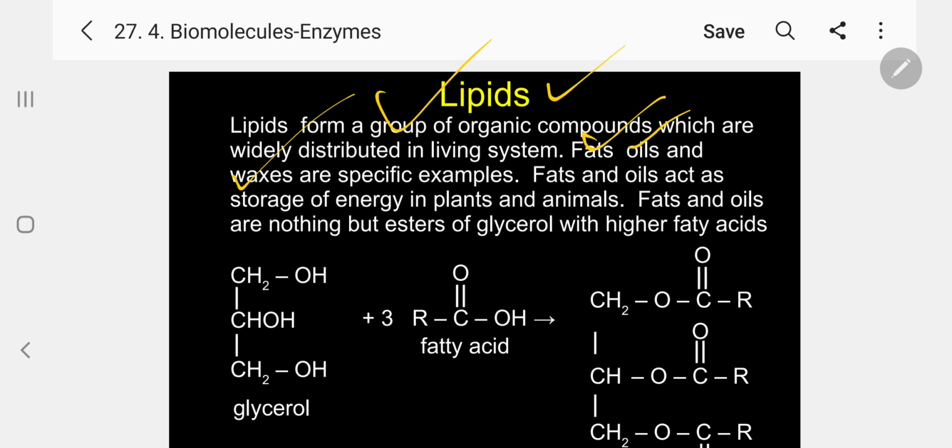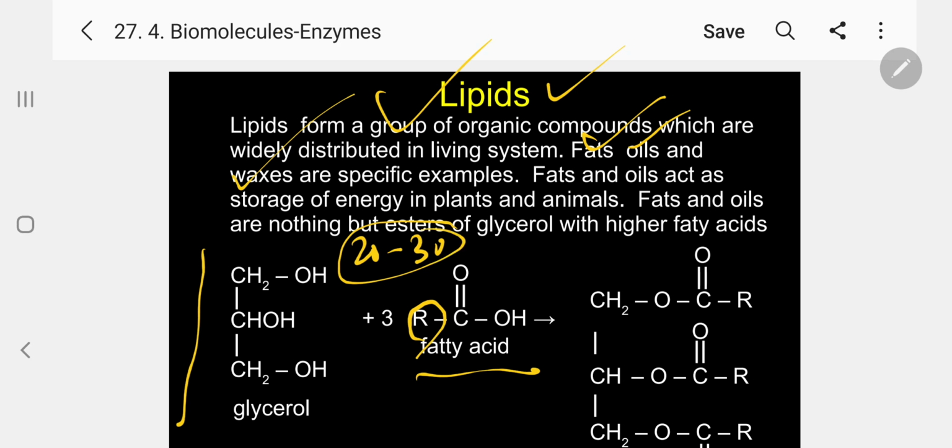Fats and oils act as storage of energy in plants and animals. Fats and oils are nothing but esters of glycerol with higher fatty acids. Kindly follow. This is glycerol. Kindly follow, my dear students. This is a fatty acid. This R can be between 20 to 30.